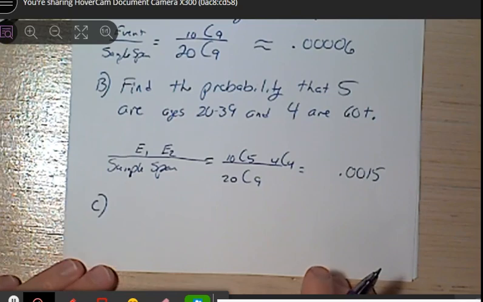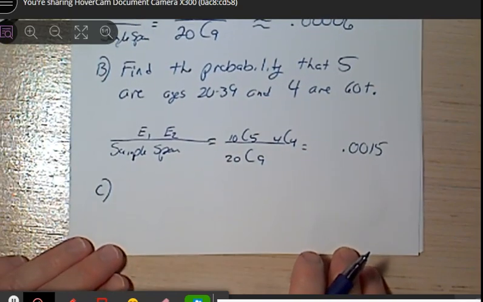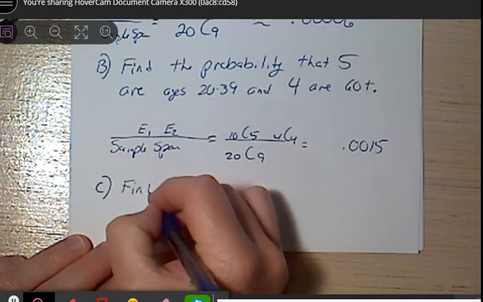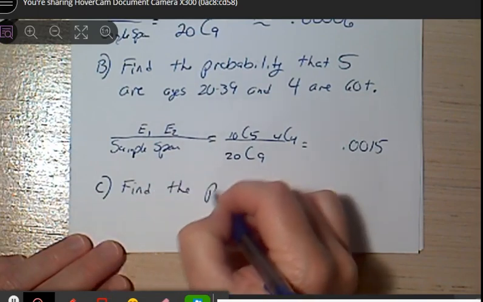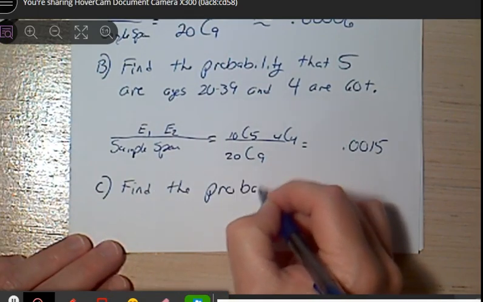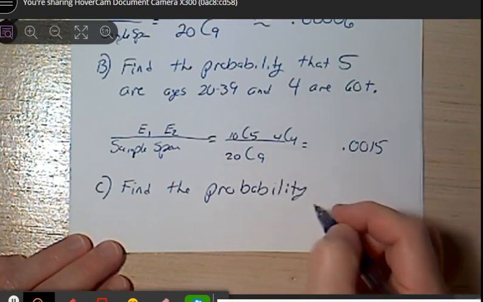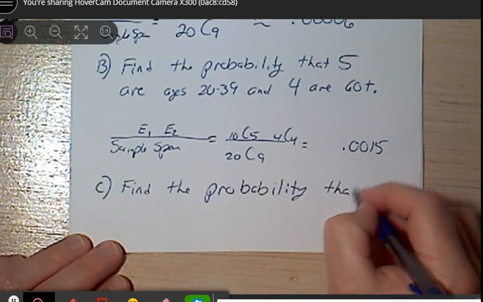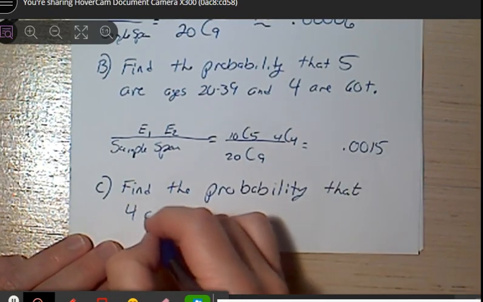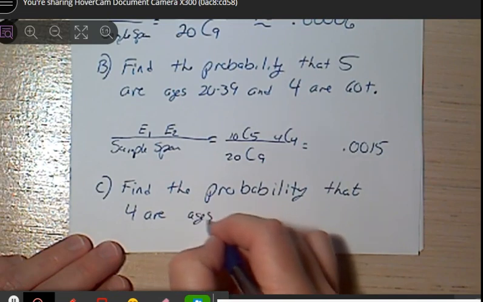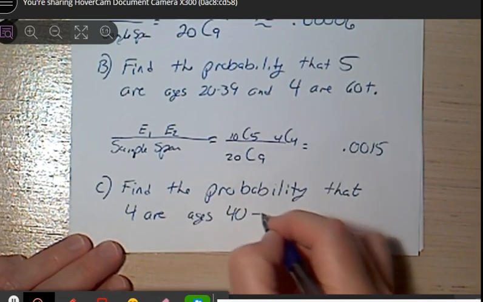Okay, and then the last one here, this is where they get a little bit sneaky. We're going to find the probability that 4 are ages 40 through 59.